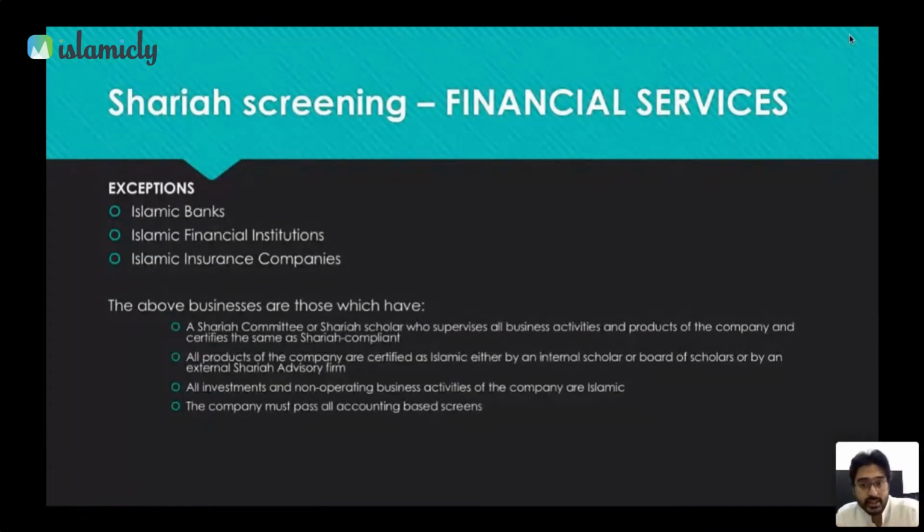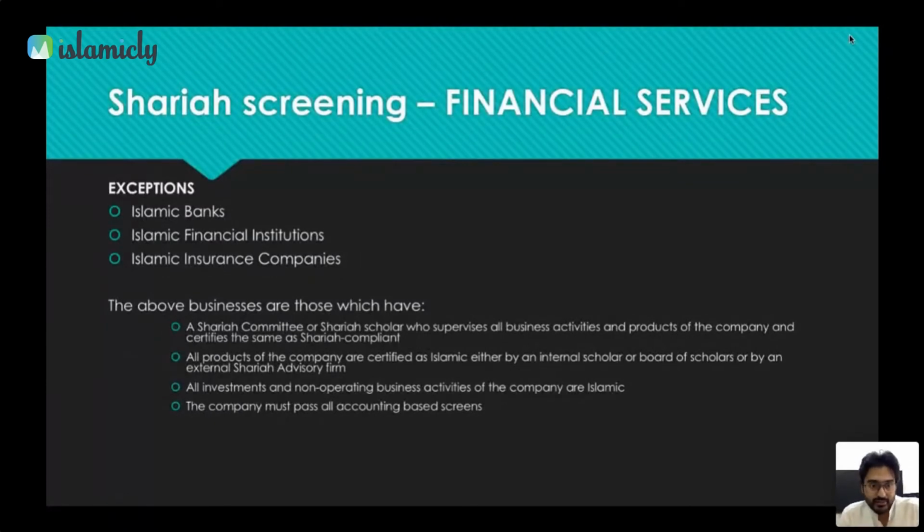Now let's look at the exceptions to this rule. If a company is an Islamic bank or an Islamic financial institution or an Islamic insurance company, it is considered to be Sharia compliant. Now, what is an Islamic bank? What is a financial institution? An Islamic financial institution? What is an Islamic insurance company? Now, the Sharia committee has gone ahead and defined these activities as well.